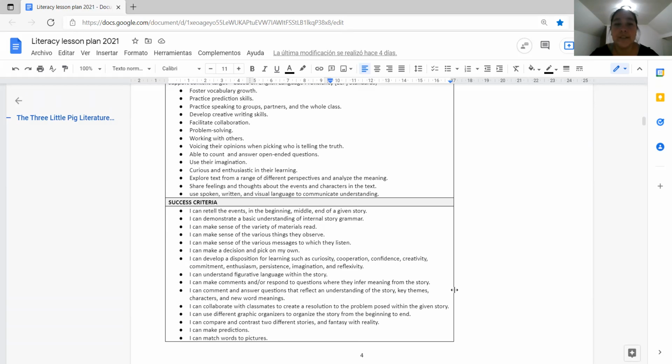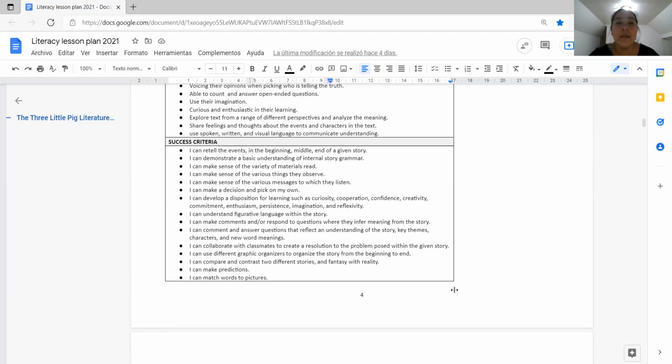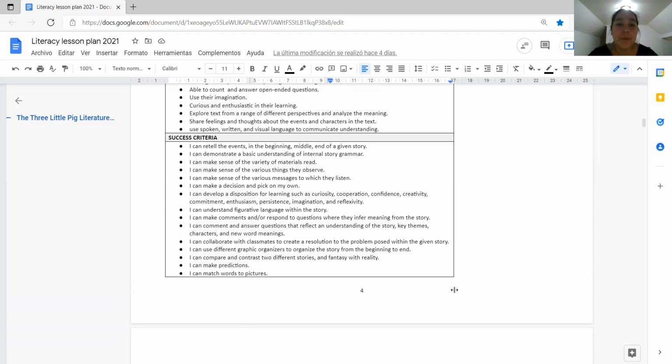And curiosity, enthusiasm in learning. Share feelings and thoughts about the events and characters in the text, and use spoken, written, and visual language to communicate understanding. Successful criteria will be: I can make sense of the various things I observe. I can develop dispositions for learning, such as curiosity, comparison, confidence, creativity, commitment, enthusiasm, and persistent imagination and reflection.